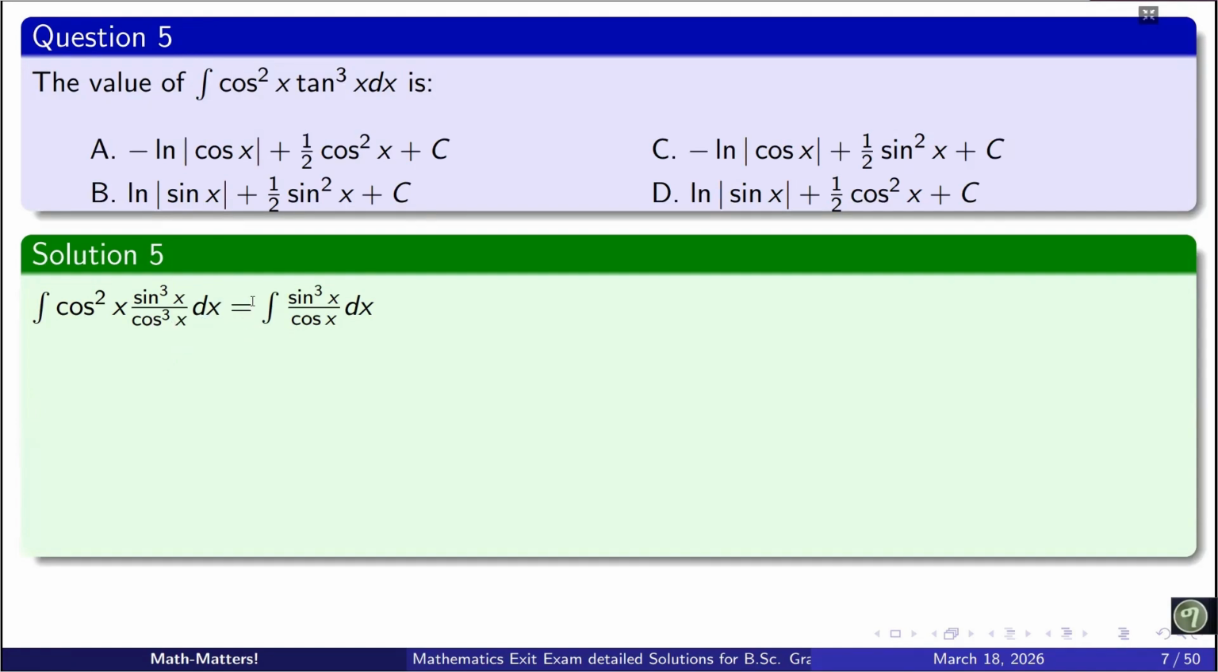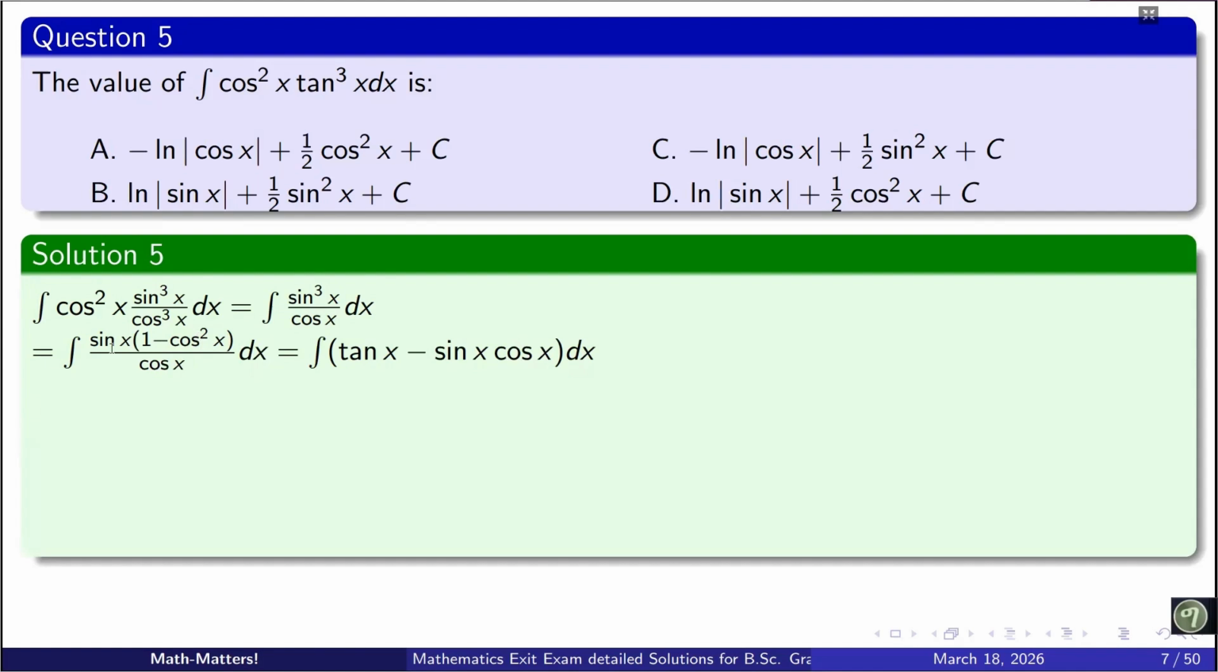dx, which is equal to, further, if we simplify this one, cos square x can cancel cos square x here, and we are left with only one cos x, so that we have the integral of sine cubed x over cos x dx. And then the numerator, sine cubed x, can be written as sine x times sine square x. Then by using the trigonometric identity, sine square x is 1 minus cos square x. So it could be sine x times 1 minus cos square x over cos x dx.